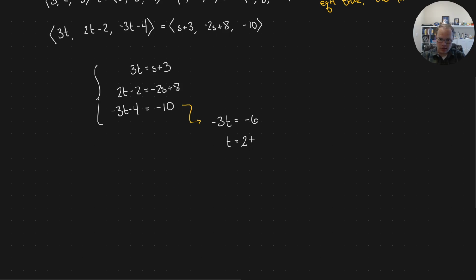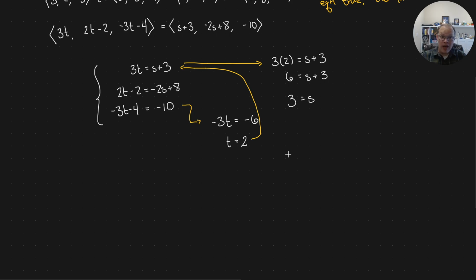All right, let's take that and plug it back in here. So I get 3 times 2 equals s plus 3. So 6 equals s plus 3. If I subtract 3 from both sides, I find that s is 3.